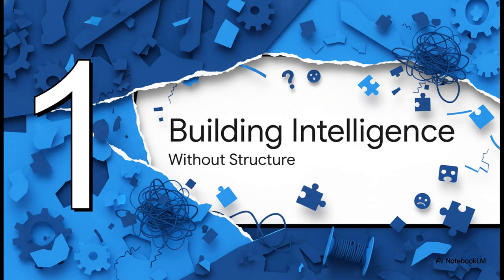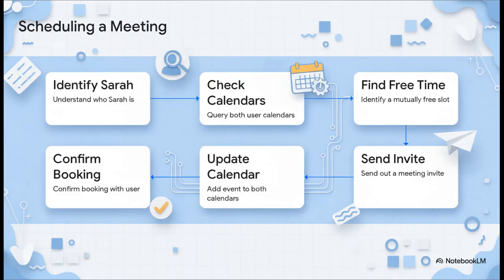To really understand why agents are such a game changer, we first need to look at the painful reality of trying to build an intelligent assistant without this architecture. Imagine someone asks an AI to just schedule a meeting with Sarah next week. It sounds super simple, right? But without an agent architecture, your system has to rigidly step through this totally exhausting sequence of tasks. First, it has to figure out who Sarah even is, then query both calendars, identify a free slot, send the invite, update the calendars, and finally tell the user it's done.